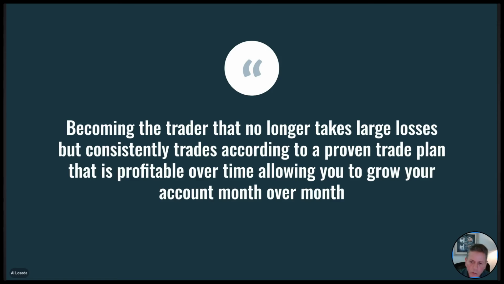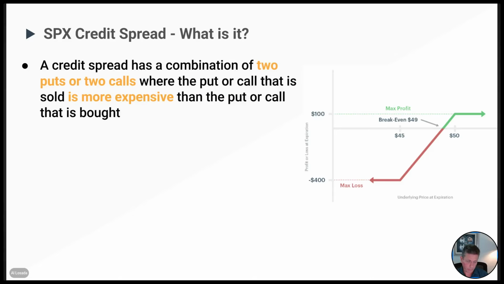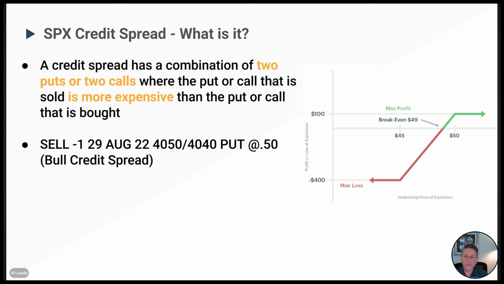All right, so let's get down to the nuts and bolts. Let's talk about what is a credit spread. A lot of people have done this, some may not have, but let's start from the beginning. What is a credit spread? A credit spread is a combination, called verticals, between two puts or two calls, where the put or call that is sold is more expensive than the put or call that is bought. When you do that, you bring in a credit. You bring in money.